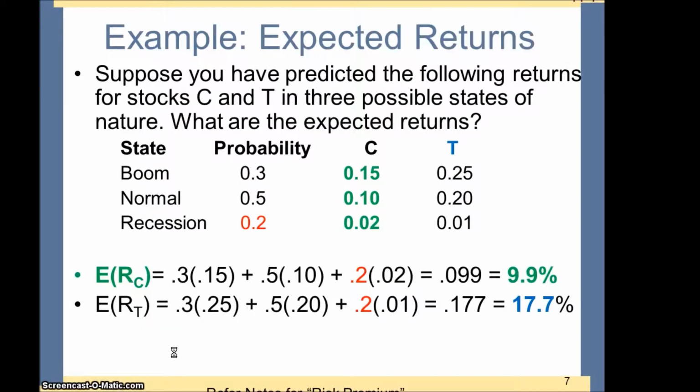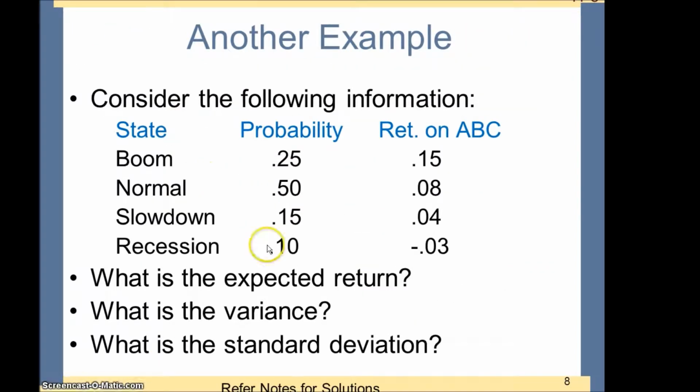Alright. Now, look at this example question asked. Consider the following information. You have 4 states here, so the probability is 1 in total. Here 0.25 plus 0.5 means 0.75, plus 0.15 and plus 0.1, that is 1. In total, probability must equal 1. Now this is the return on the stock. The stock name is ABC. The stock return on ABC is the individual return.